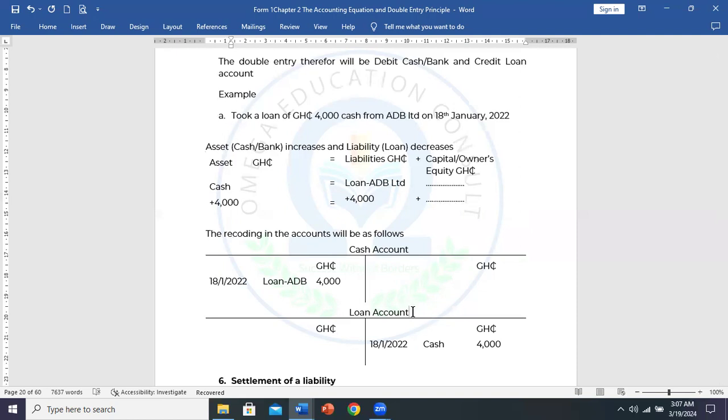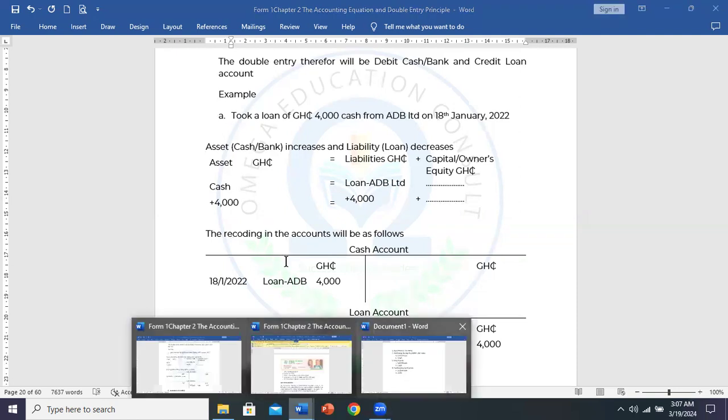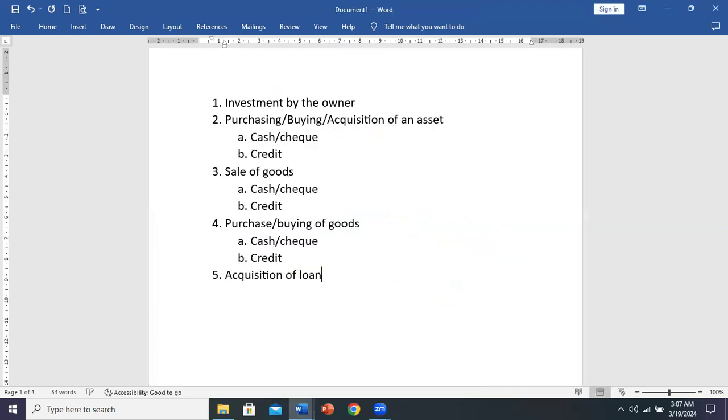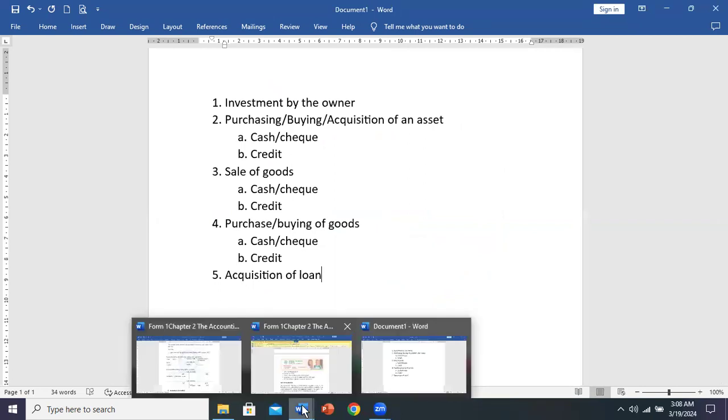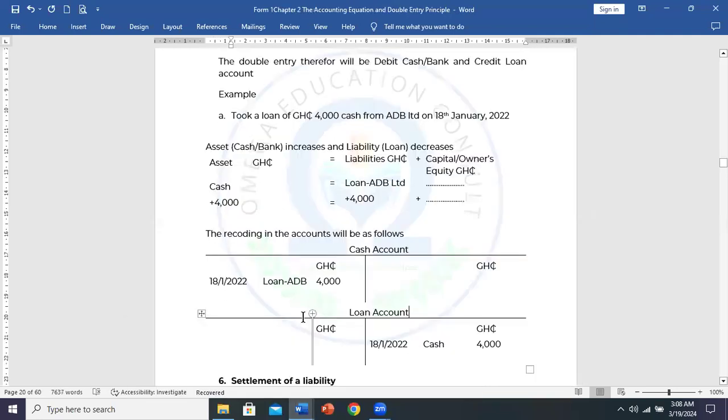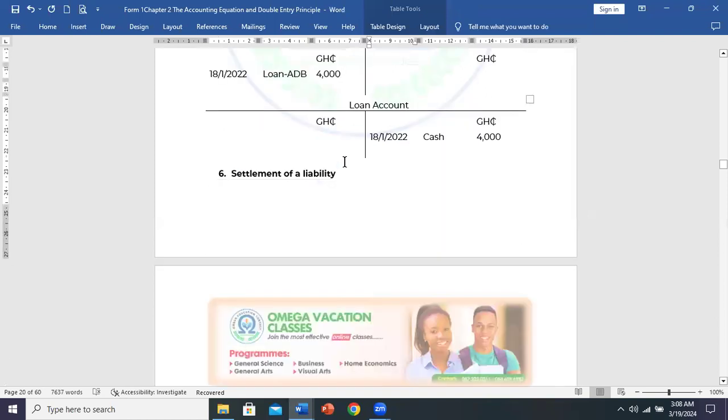Any question on this one? So let's add it to our summary. The fifth transaction is acquisition of a loan, when the business is going for a loan. Okay. I think we'll do the sixth one. Let's see what is in the sixth one. Settlement of a liability.